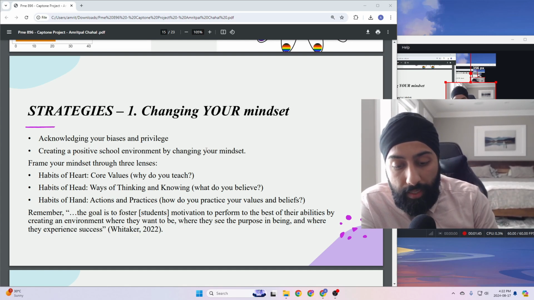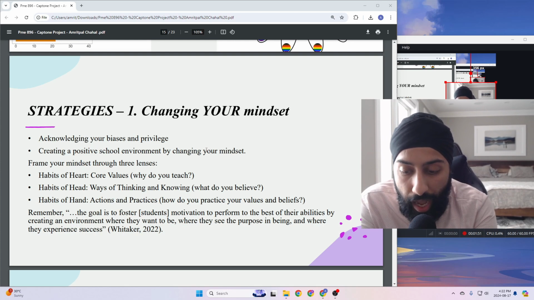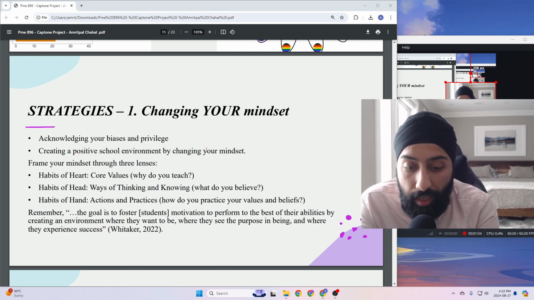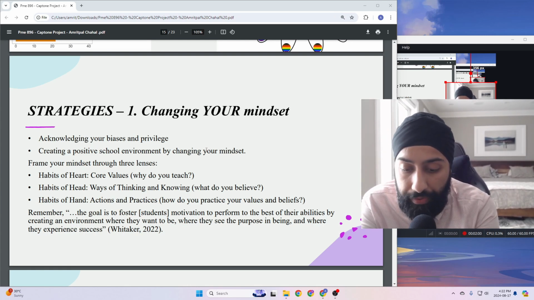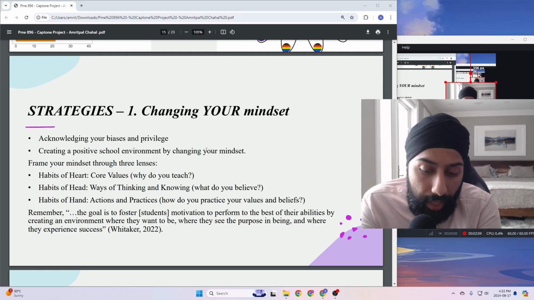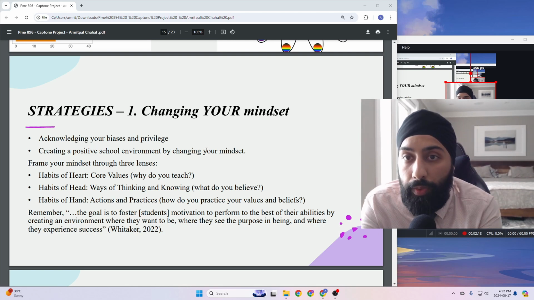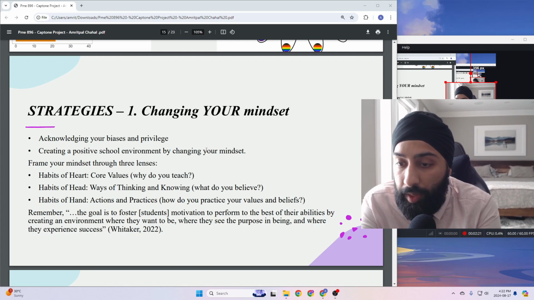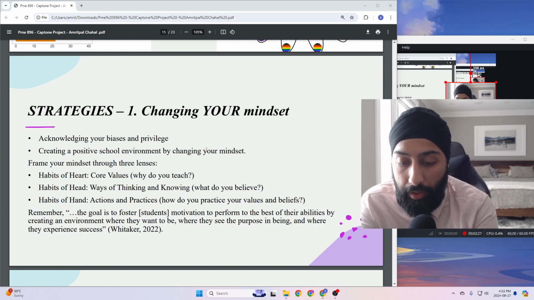And finally, the third lens, habit of hand, action and practices. How do you practice your values and beliefs? I implement differentiated instruction to meet diverse needs of my students. As well, I use a variety of teaching methods to ensure that all students can access the material and demonstrate their learning in different ways. For example, for a new ELL student, I had them listen to the audiobook of Harry Potter in Arabic, while others read or listened to the book in English, right? Just by making this simple switch, I knew my ELL learner can connect to the material, can tell me the elements of the story, but in his own language, right, where he felt more comfortable.